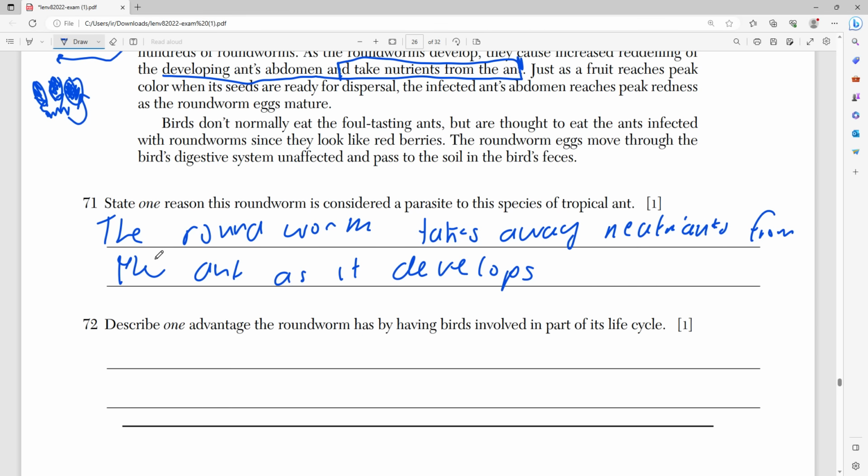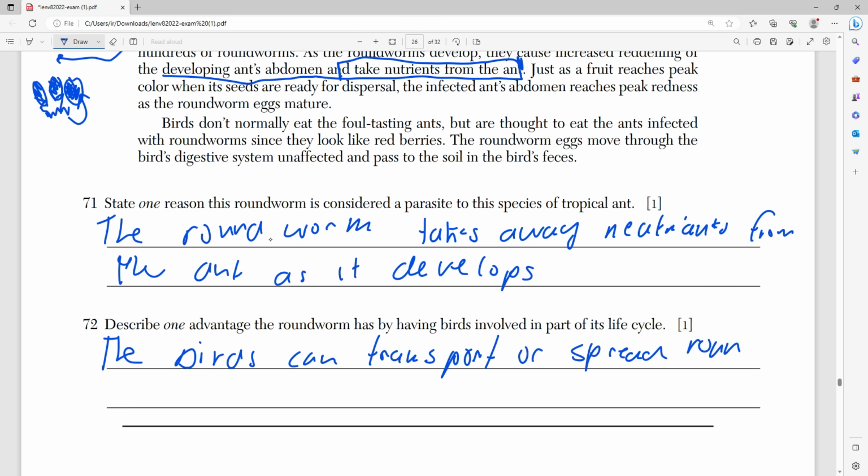Moving on to 72: describe one advantage the roundworm has by having birds involved in parts of its life cycle. So why is this necessary? Well, it's because the birds can transport or spread roundworm eggs to new areas that could possibly have new ant populations. Because think about what happens.